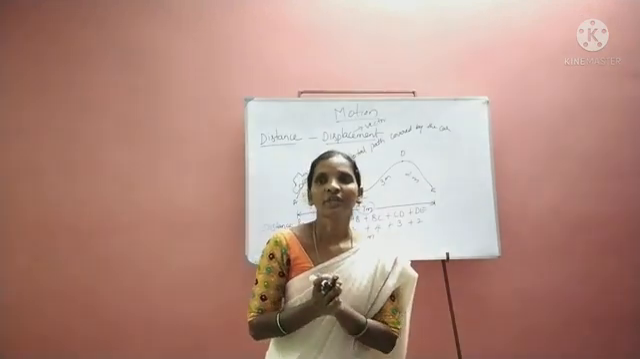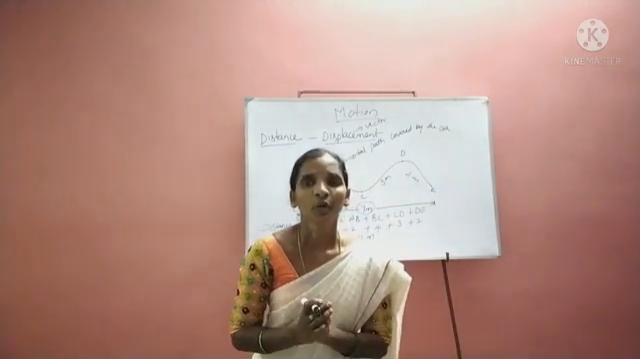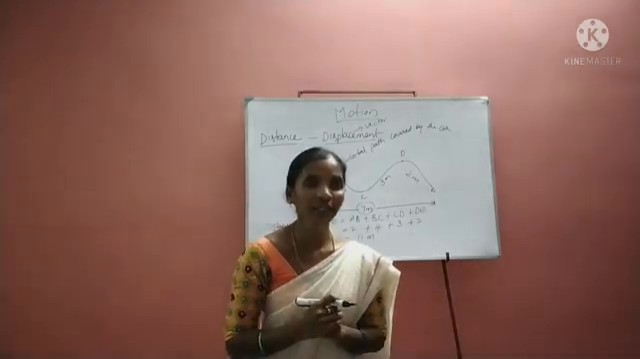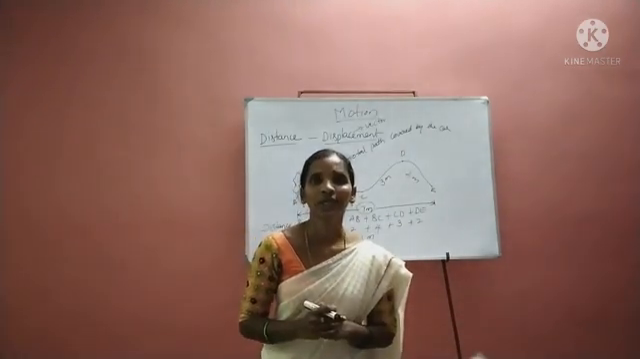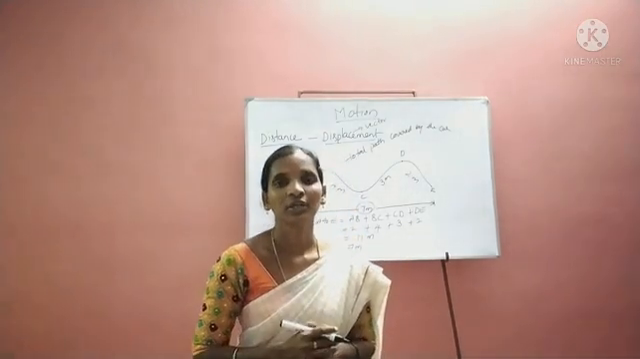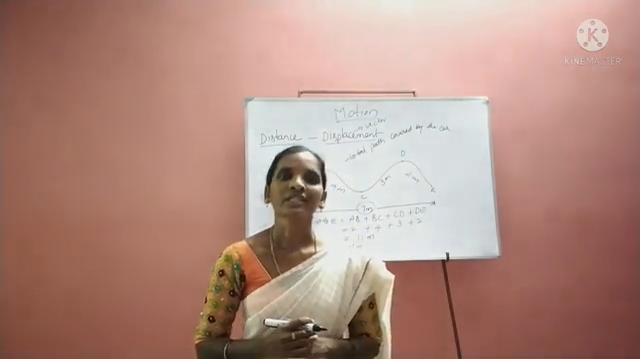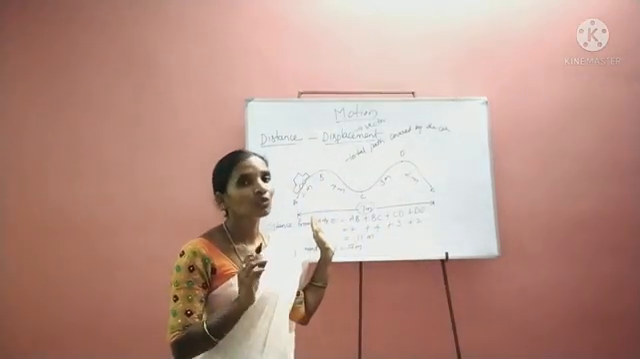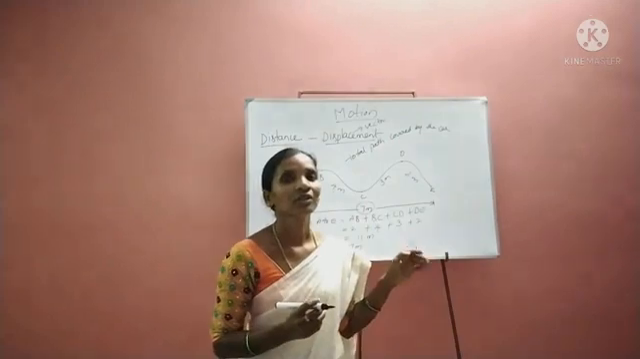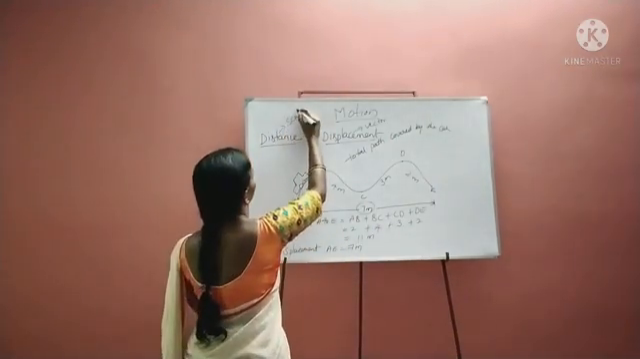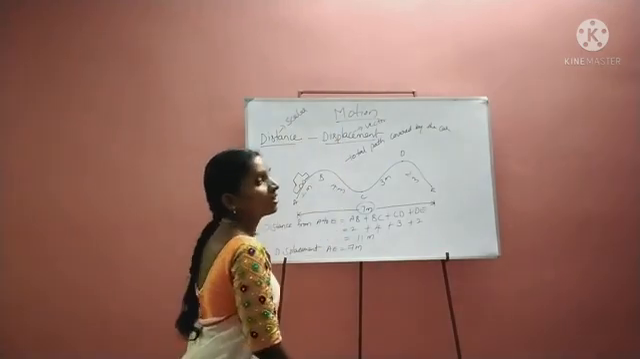Next, distance. The physical quantity which does not require any direction for its specification is called a scalar. So distance has only magnitude, no direction. That's why distance is a scalar.